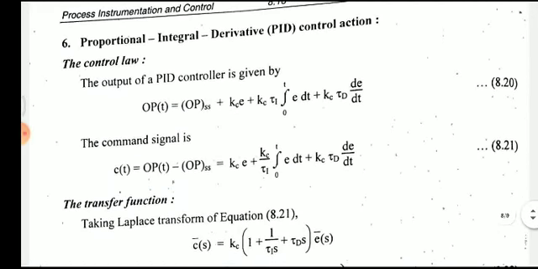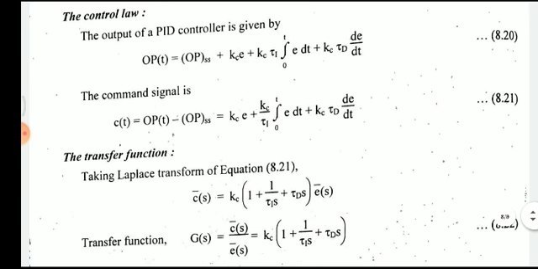Now the next controller is the proportional integral derivative control action, the PID controller. This is also important. First, the controller law. The output of a PID controller is given by this equation: OP(t) equals OP_SS plus Kc e plus Kc over tau1 times the integral from 0 to t of e dt plus Kc tau_d de/dt.